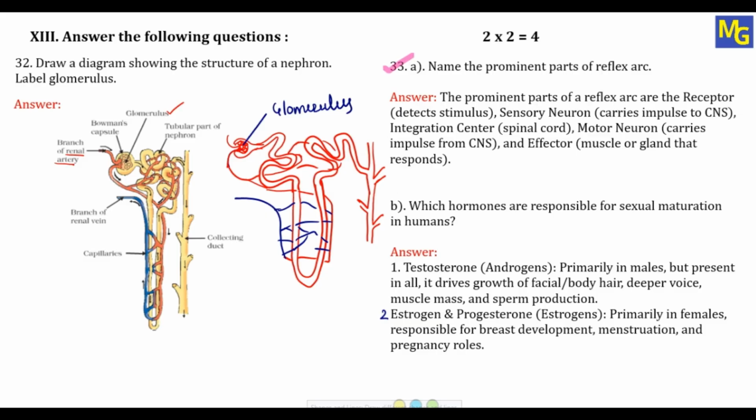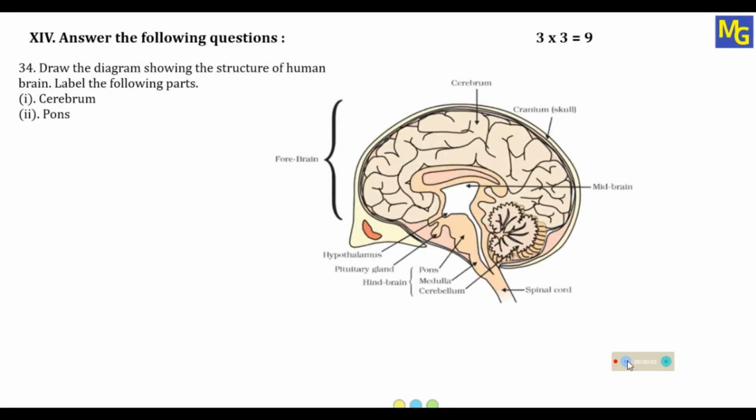After this, we will see the next question. Now we will see the next section, that is section number 14. Answer the following questions. Here we have to answer 3 questions. Each question carries 3 marks, so in total we are going to get 9 marks from this section. Question number 34 we will read.